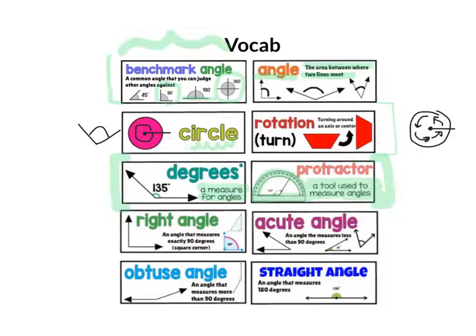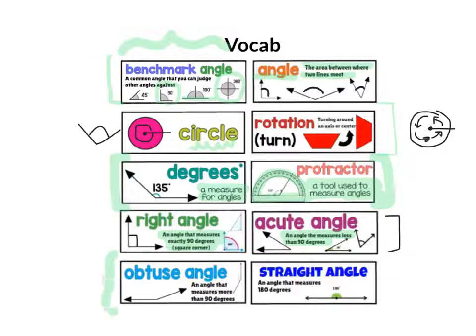Next up, we have right angle. A right angle is an angle that measures exactly 90 degrees, and we refer to it as our perfect square corner. So again, we don't need a protractor to measure this angle because we've memorized our benchmark angles. So next up, we've got an acute angle. An acute angle is an angle that measures less than 90 degrees. So anything smaller than that perfect square corner is acute.